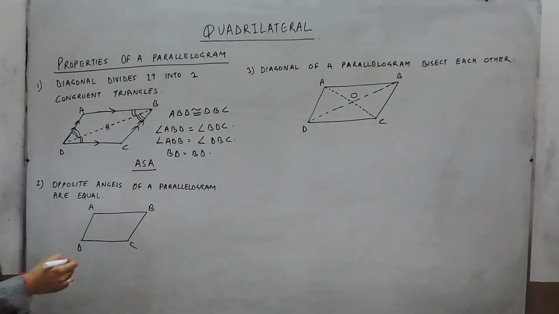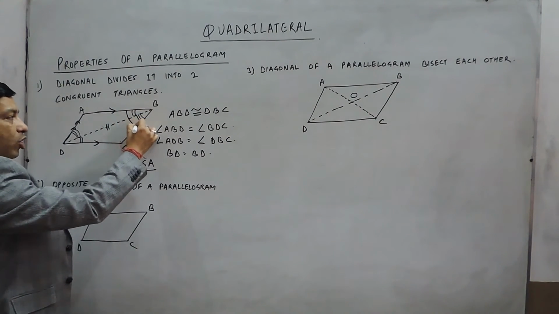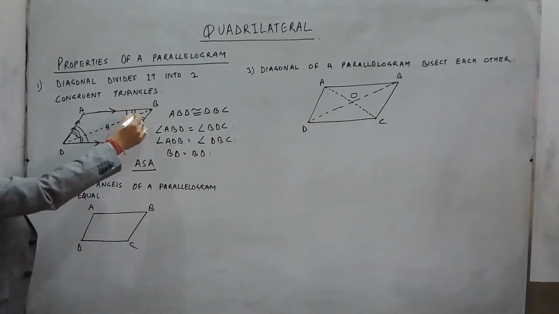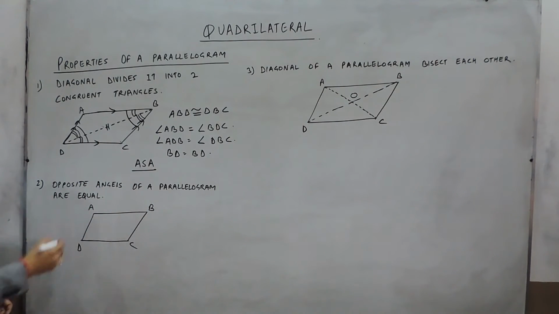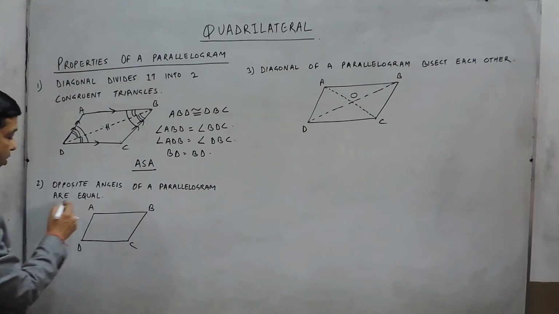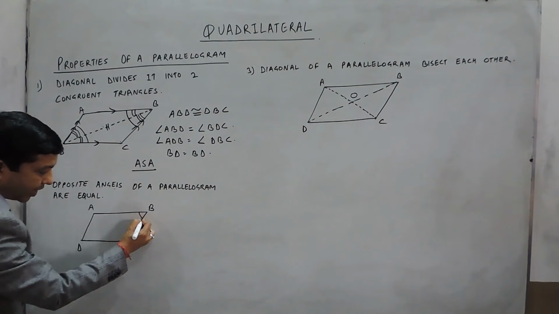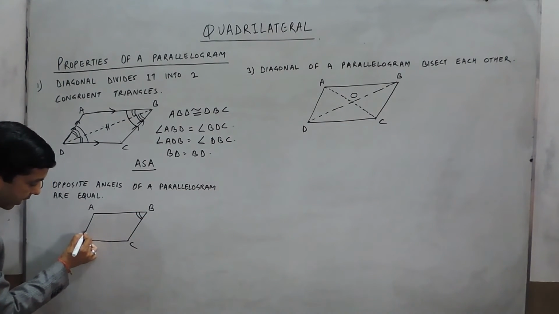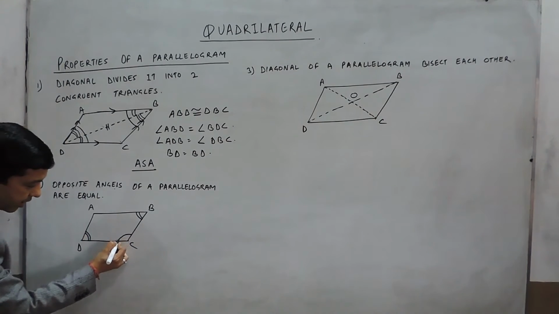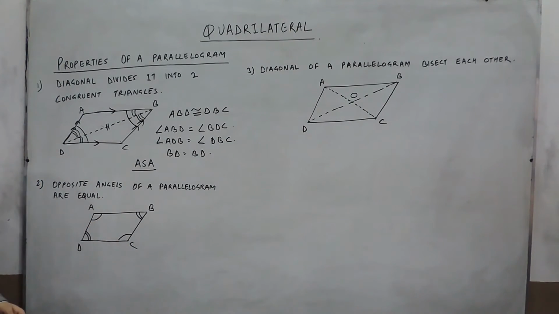Here we have already proved that this complete angle should be equal to this complete angle. This is another property of a parallelogram, that opposite angles of a parallelogram are always equal. So this angle must be equal to this angle. In the same way, angle C should be equal to angle A.